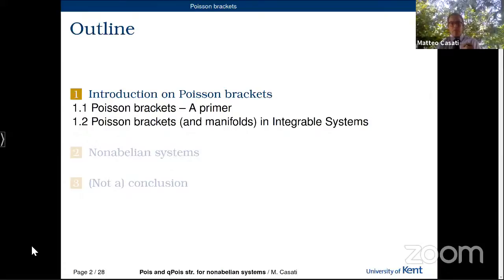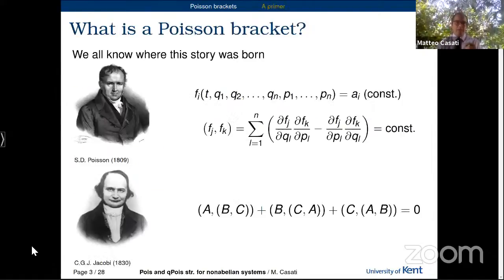To do so, I will start with something that everyone knows, a super short introduction on Poisson brackets, because that's the main object I'm interested in, and you'll see why. So, okay, we know the story of Poisson brackets. A couple of Poisson conferences ago, there was an exhibit and a book by Yvette Kosmann-Schwarzbach about Poisson's contribution, of course, to the field, a seminal contribution.